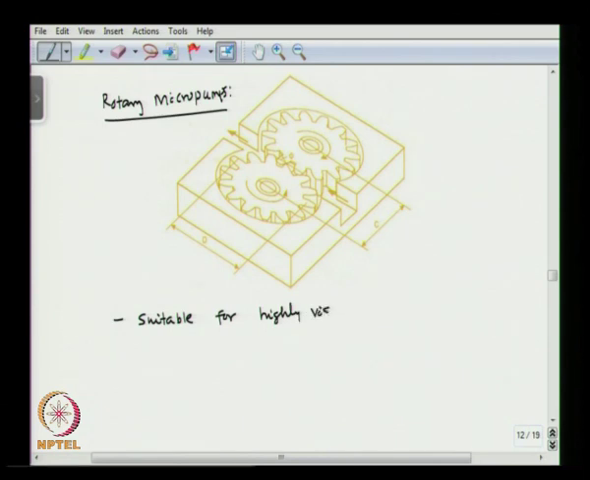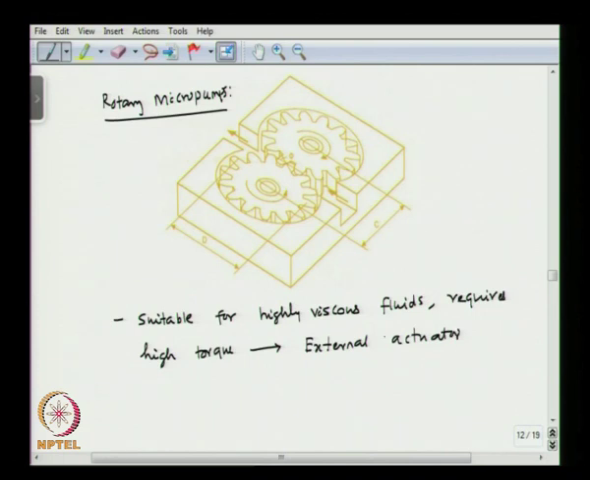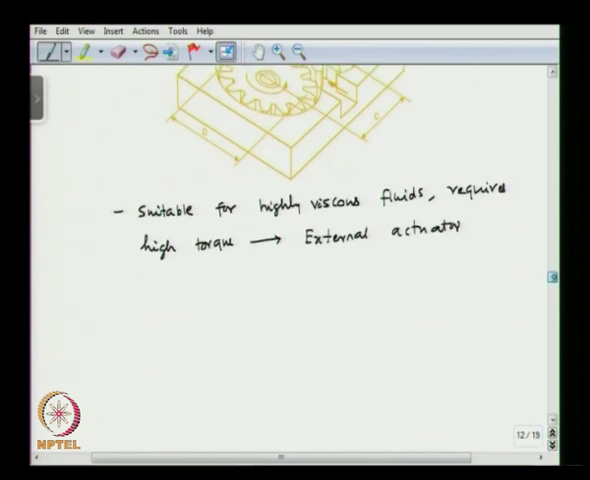So, the rotary micropumps are suitable for highly viscous fluids, and so it requires high torque. Okay. So, we need an external actuator. Okay. And the flow rate of such rotary pumps has been estimated.